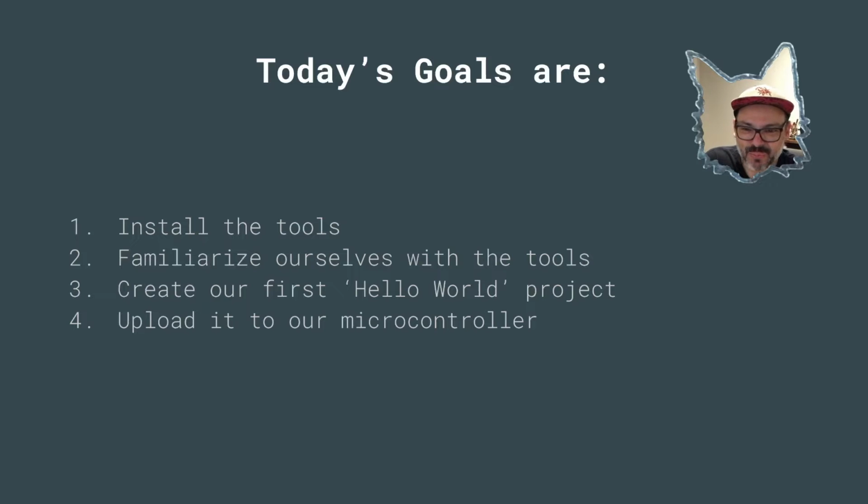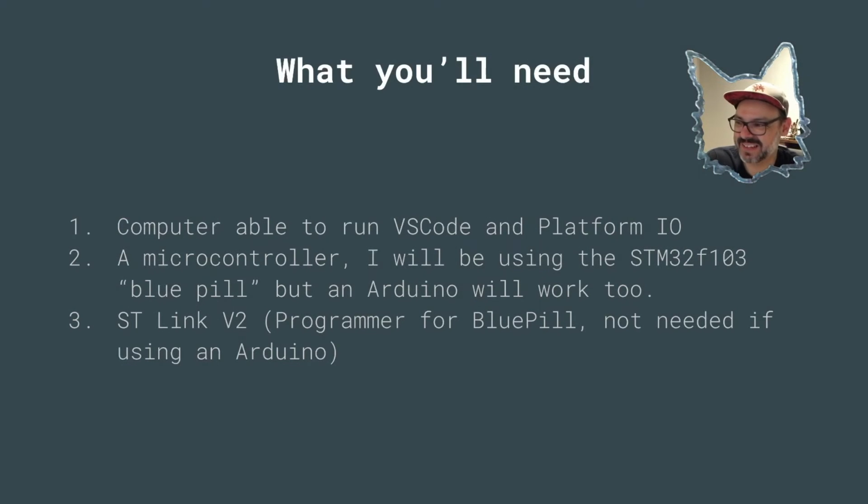So if you want to tag along today, you're going to need a computer because we're going to be installing some software. PlatformIO is going to be installed as a plugin of VS Code. I'm going to be using the STM32 Blue Pill. There's going to be links down below, but you're going to be using the ST-Link V2 programmer. Well, I'm going to be using this to load the code into the microcontroller.